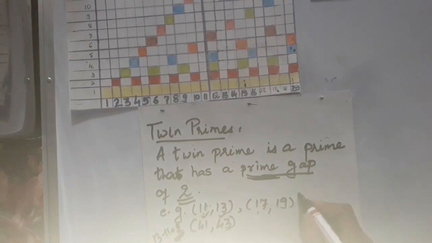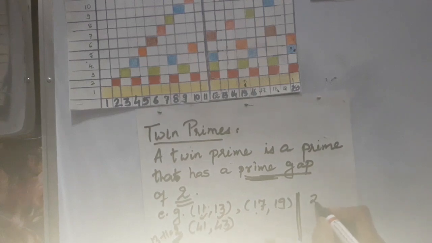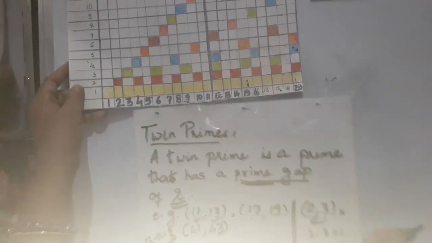Similarly here, if you are asked whether say 2 and 3 are twin primes? No, because they have a gap of only 1. So it is not a twin prime number. Using this grid also you can find out which are the twin primes. So this grid is very, very important, and so many concepts can be derived using this.